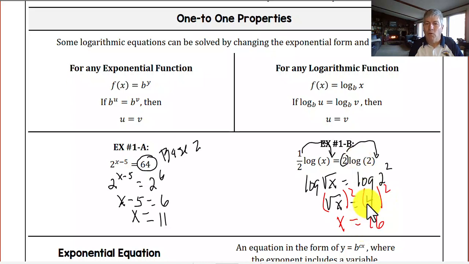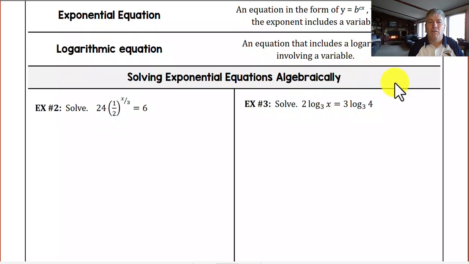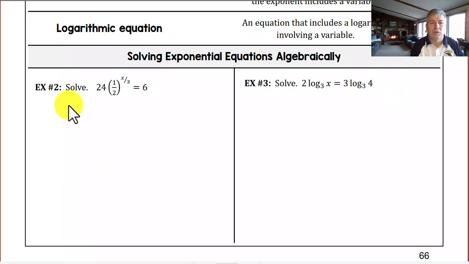So show that work, show your understanding, show your algebra, work down the page. Moving on, real quick in our notes, an exponential equation is an equation where the variable is in the exponent. A logarithmic equation is an equation that includes a logarithm involving a variable. So let's solve these equations algebraically.